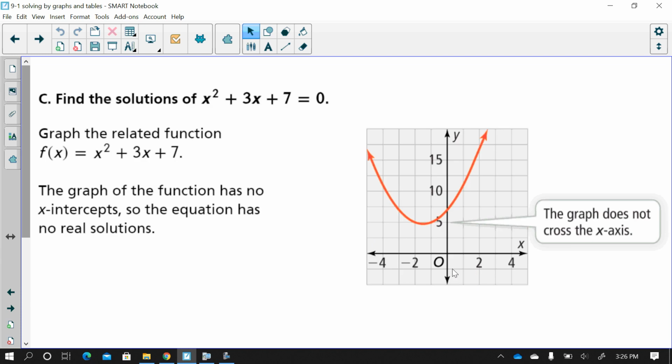Okay, let's look at a third one: x squared plus 3x plus 7 equals 0. Again, I'm going to put x squared plus 3x plus 7 in my calculator or into Desmos. Where does this one cross the x-axis? Well, this one doesn't cross the x-axis anywhere. We have no x-intercepts. Therefore, this equation has no real solutions. So quadratic equations can have two real solutions, one real solution, or zero real solutions.